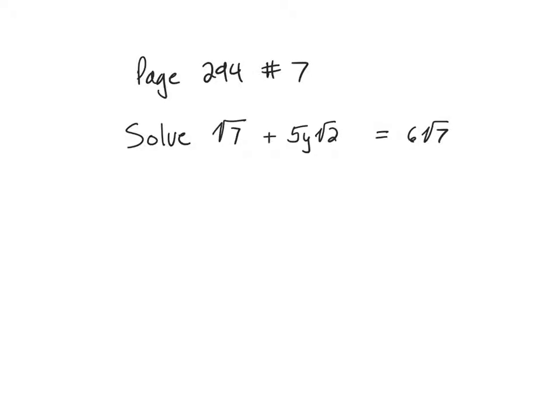Okay, I'm going to do just a couple problems from your assignment just to help you out. This is section 7.6 and it's page 294, number 7. The problem says to solve radical 7 plus 5y radical 2 equals 6 radical 7.